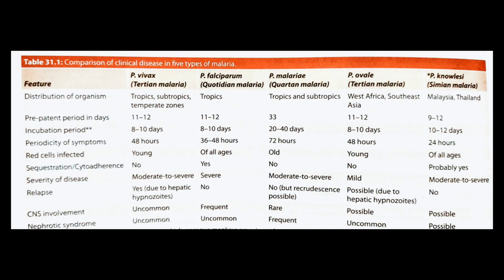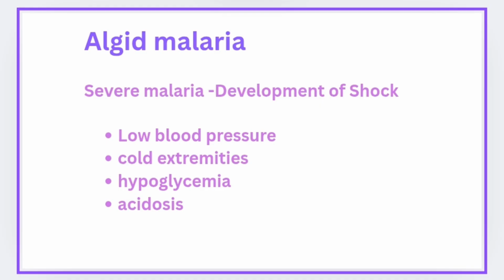Another difference is that P. falciparum affects the RBCs of all ages, so there are chances of severe malaria, while P. malariae affects the old RBCs. Another is the cytoadherence property, seen in P. falciparum malaria, and mainly CNS involvement is seen in a P. falciparum malarial patient.